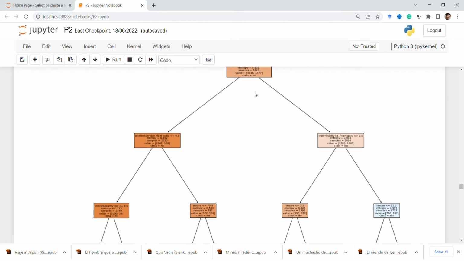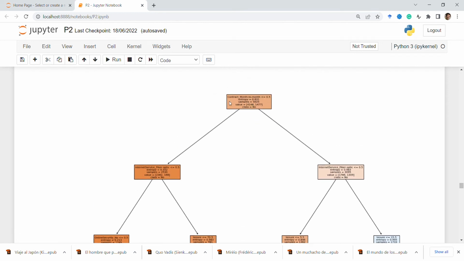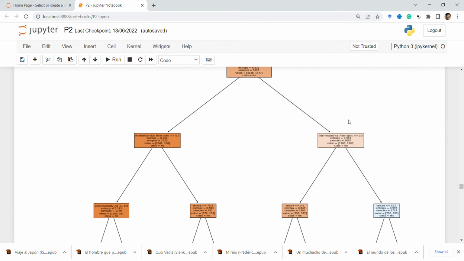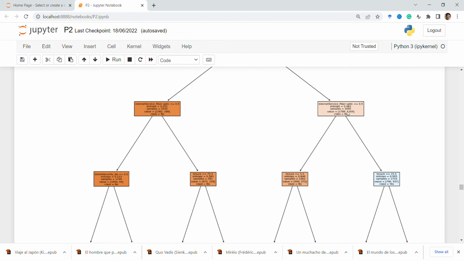And then, for instance, let's go for those with month to month. Then what about here? Do they have internet service through fiber optic? So this is the entropy, this is the number of samples at this level, and then most of the people will not leave the company. And for those people not having fiber optic, and those people having fiber optic.